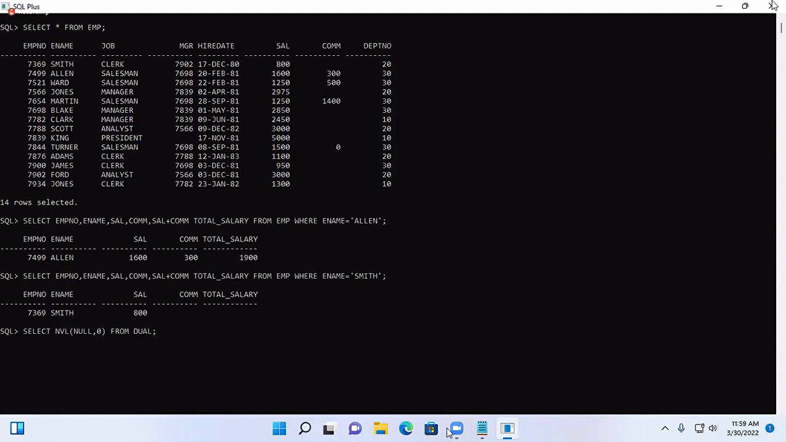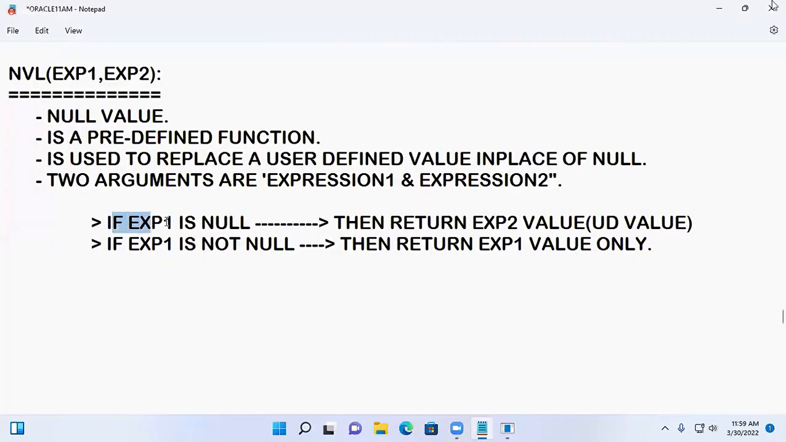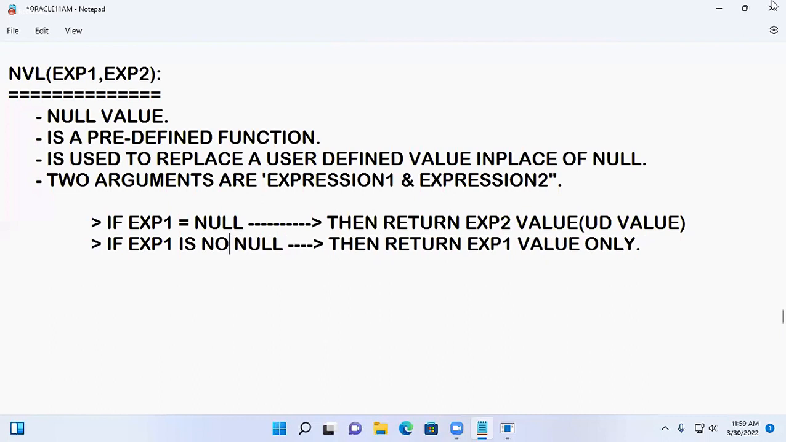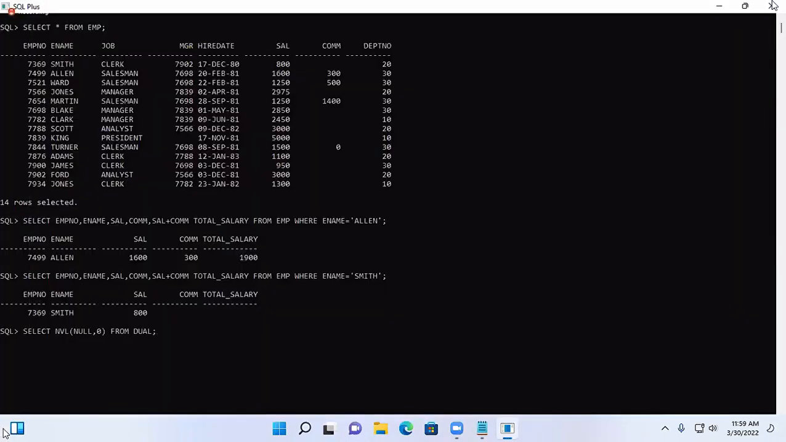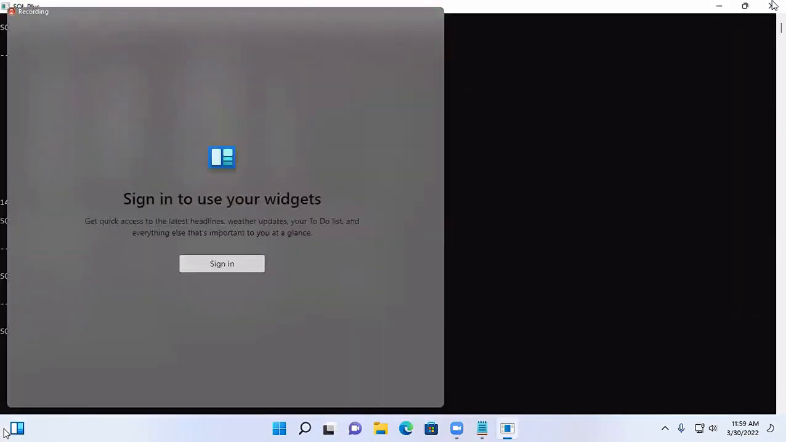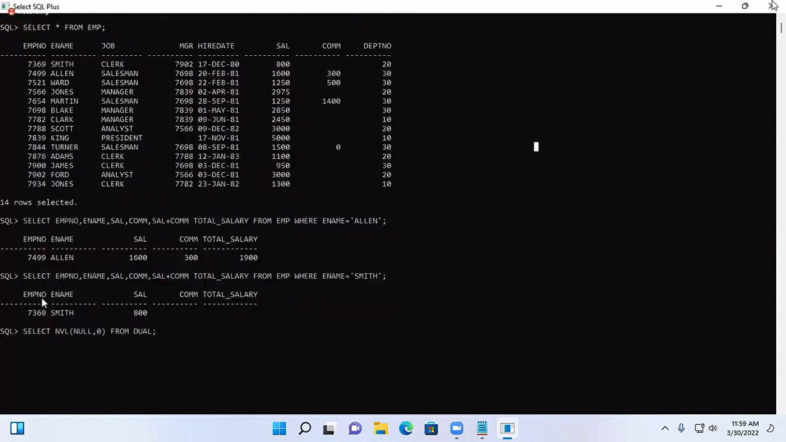Just now I said, if expression 1 is null, then it returns expression 2. If you are confused, I will take it like this. Expression 1 is null, and null means it returns expression 2. Now tell me what it returns here. Expression 2 was 0, so 0 is returned.